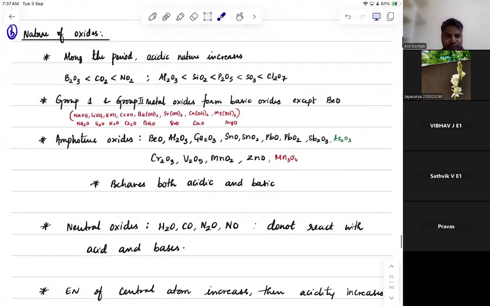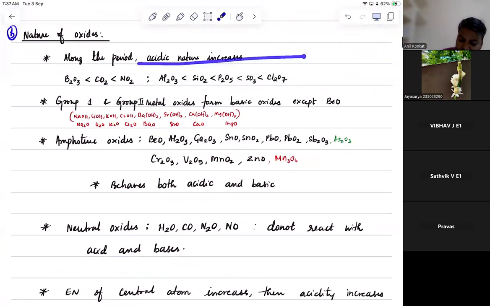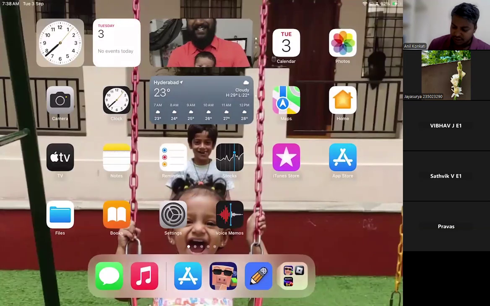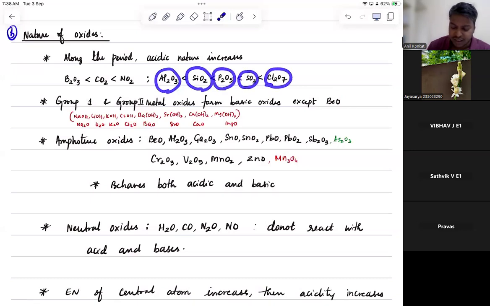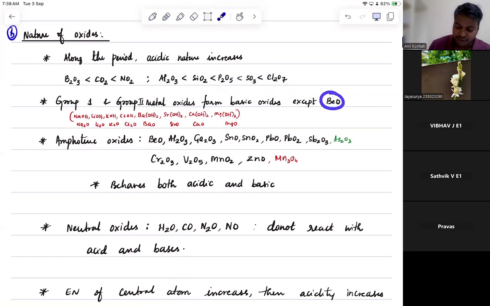Next, see the nature of oxides. Acidic character increases across the period. If you go from left to right, acidic character will always increase in the case of oxides. So you will notice B2O3 is less acidic than CO2 and N2O5. The same logic works for the next period also. Al2O3, which is amphoteric, is less acidic than SiO2, P2O5, SO3, and Cl2O7. Group 1 and group 2 oxides generally form basic oxides, except beryllium oxide, which is amphoteric. These are the trends.